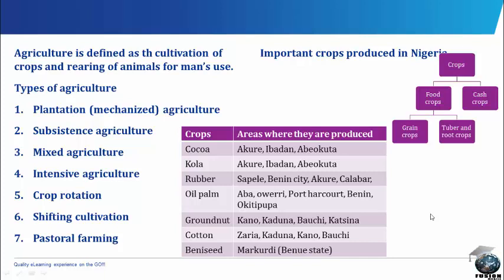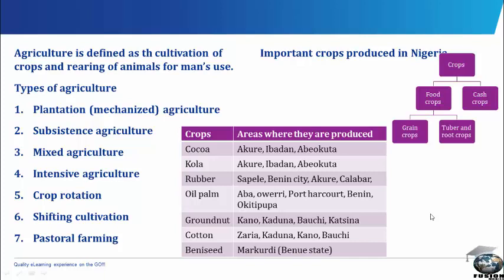Important crops produced in Nigeria are grouped into 2 classes. 1. Food crops. These are grown to provide food. The crops grow and mature within 1 or 2 years. The food crops are classified into grain crops such as millet, rice, guinea corn, and maize, and they are popularly cultivated in the north due to light rainfall.